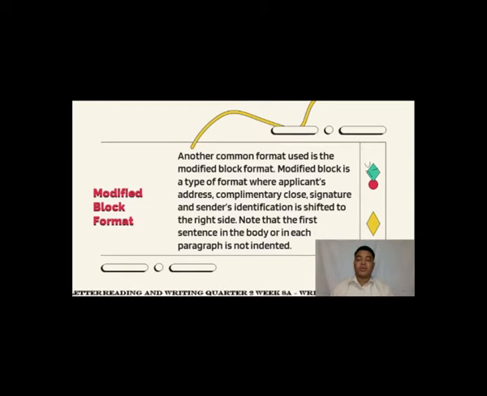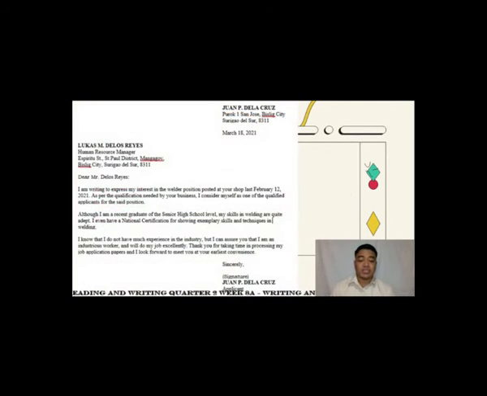The next format we are going to talk about is the modified block format. Another format used is the modified block format. Modified block is a type of format where the applicant's address, complementary clause, signature, and sender's identification are shifted to the right. Note that the first sentence in the body or in each paragraph is not indented, as shown in the given example.